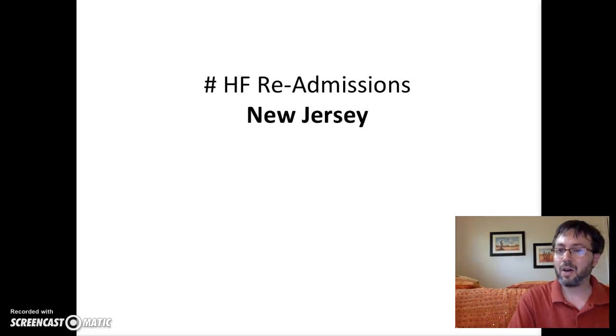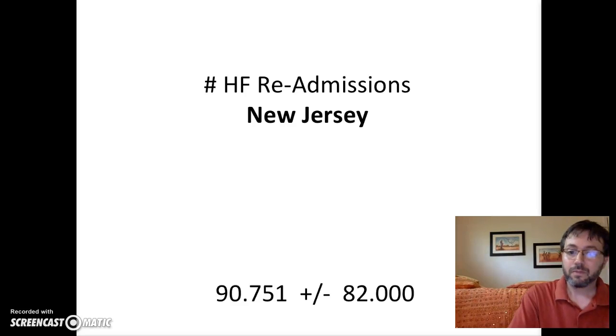So let's see how this concept of central tendency applies to our data set. We're going to look at the number of heart failure readmissions, and let's begin by looking at those in New Jersey. And we'll go back and run our analysis in SPSS to see what the mean value is for New Jersey's heart failure admissions and what the standard deviation around that mean is.